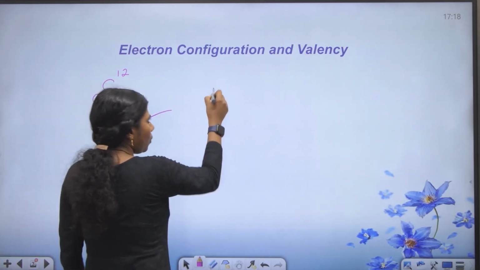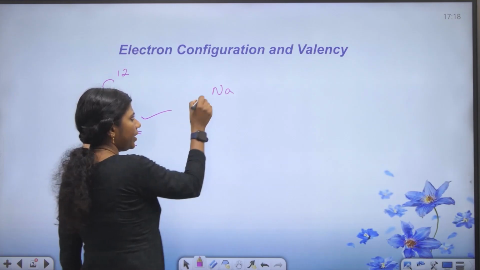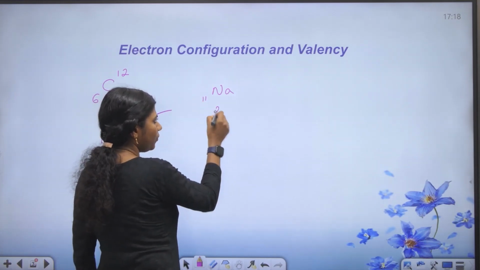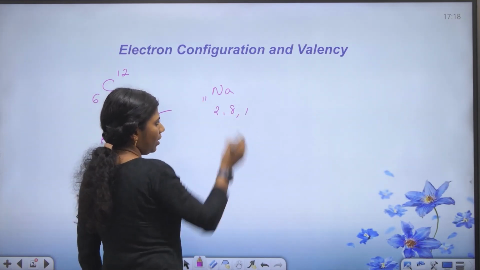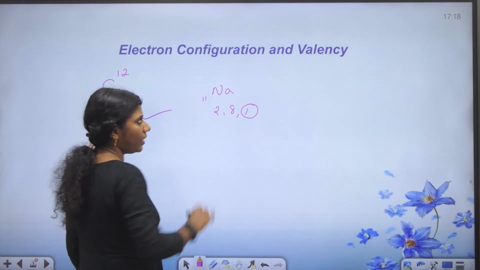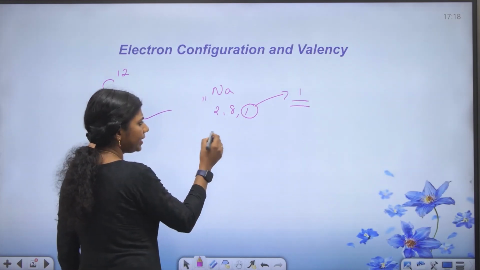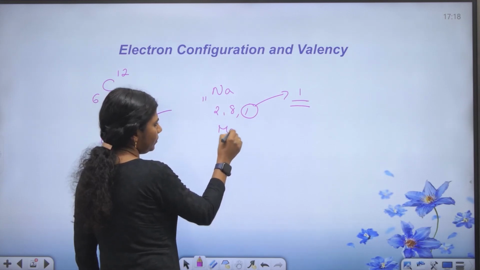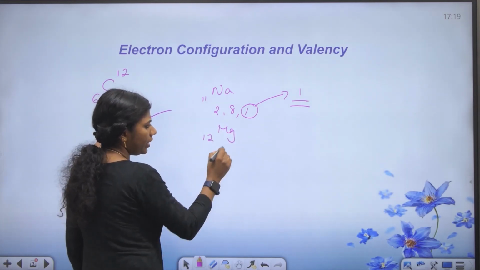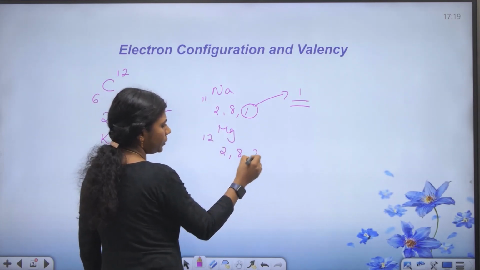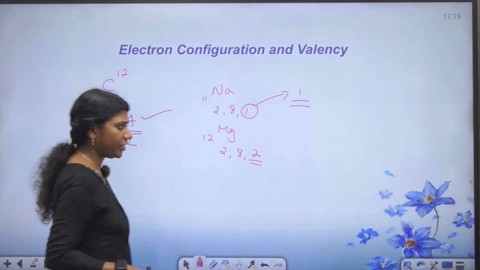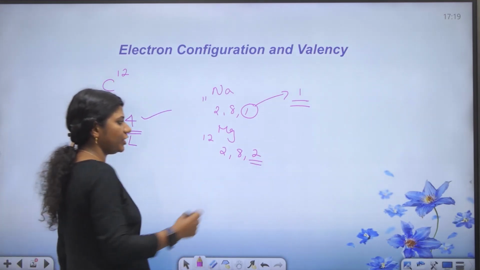In the case of sodium, atomic number 11, electronic configuration 2, 8, 1. Valence electron is 1 and the valency of sodium is 1. In the case of magnesium, atomic number 12, electronic configuration 2, 8, 2. Number of valence electrons is 2 and the valency of magnesium is 2.